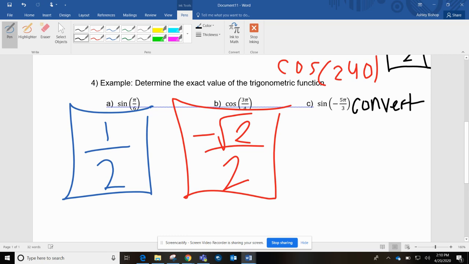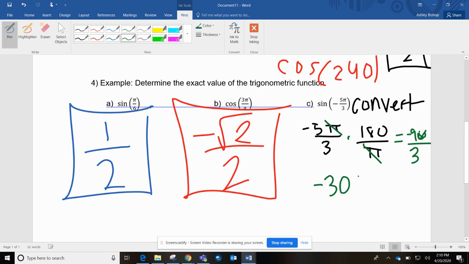In order to convert, we did this last week. We are going to take what we were given, negative 5 pi over 3, and multiply it by 180 over pi. That's the formula. And these pi's are going to cancel out. Then I'm going to have negative 5 times 180, which is negative 900. And I'm going to divide that by 3. Negative 900 divided by 3 is going to be negative 300. So I'm actually now going to find the sine of negative 300 degrees.